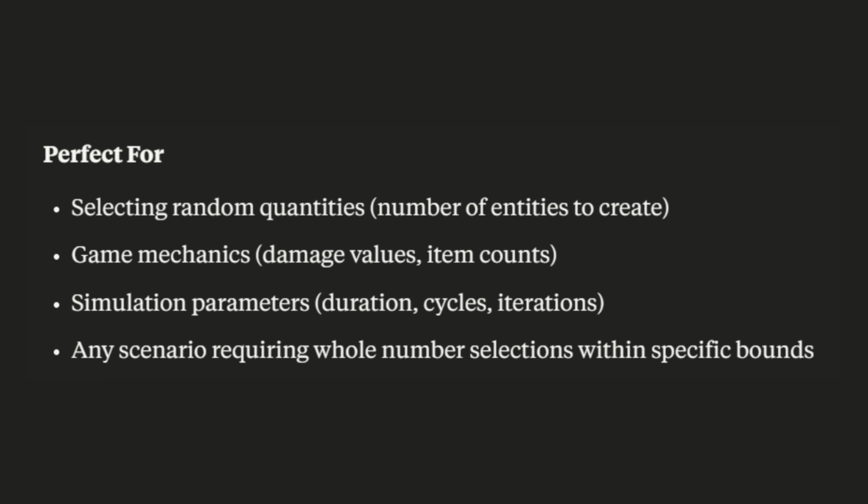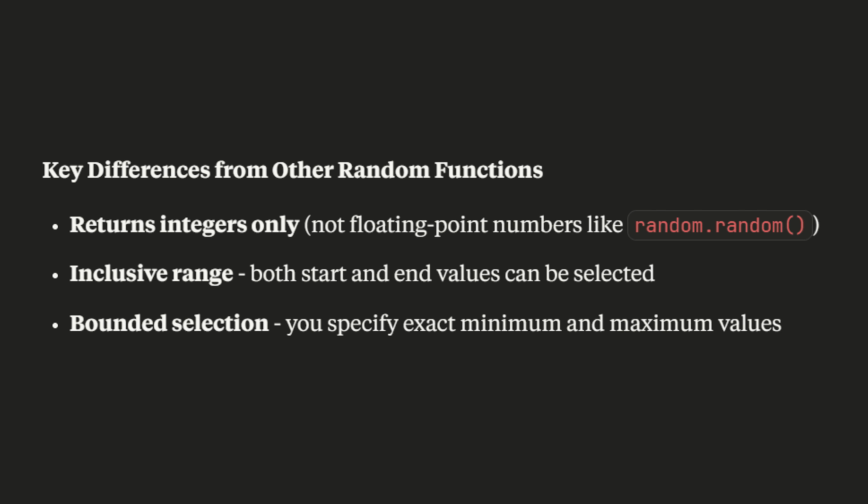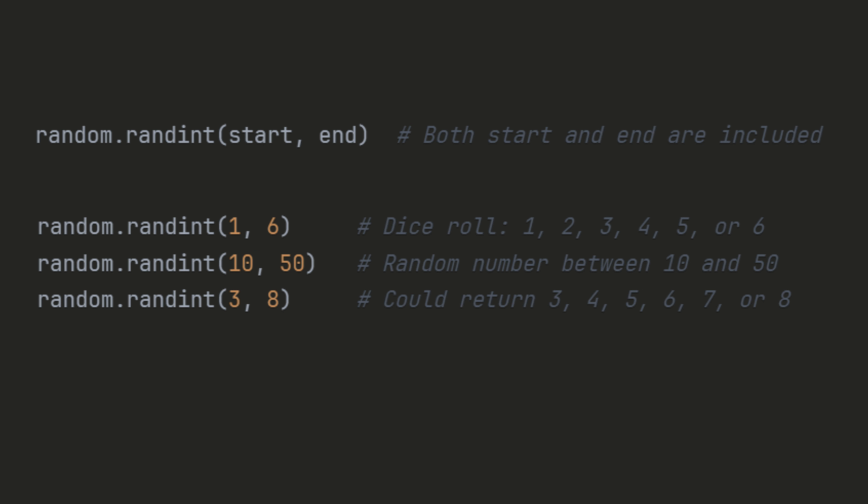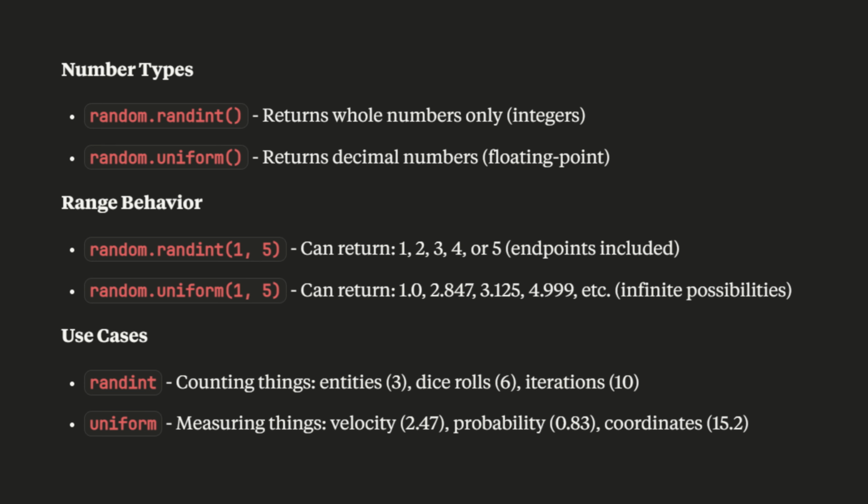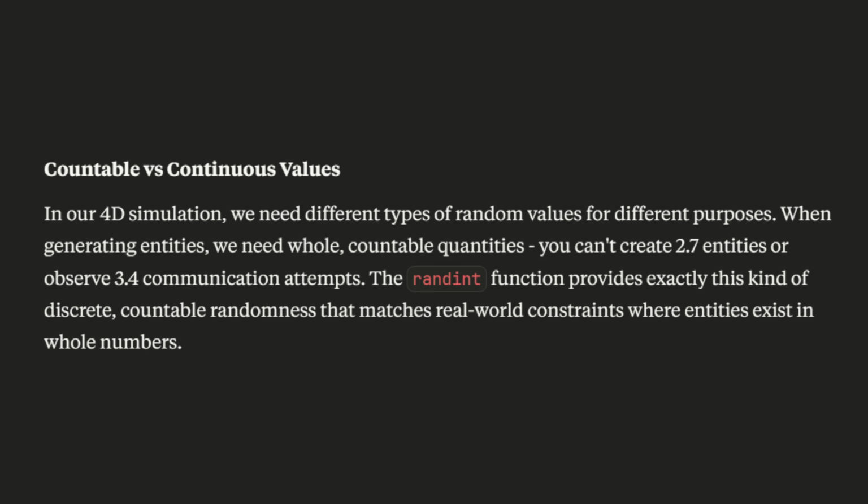random.randint(3, 8) generates a random whole number between 3 and 8 inclusive, so it could be 3, 4, 5, 6, 7, 8. The syntax is random.randint(min value, max value), with inclusive bounds. This is different from random.uniform, which generates decimal numbers. Randint specifically creates integers, whole numbers without decimal places. This creates realistic countable quantities.